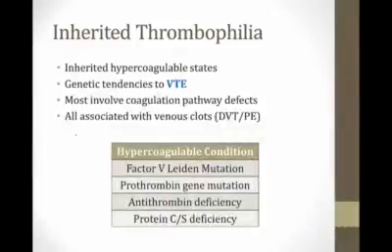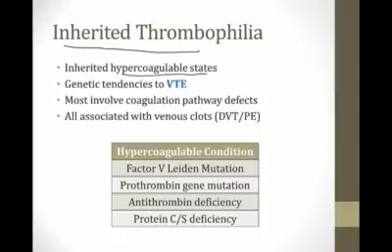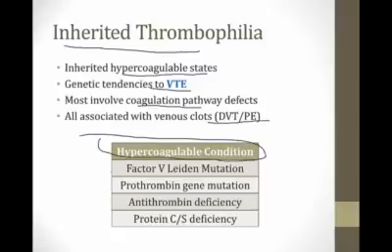So everything I've talked about up to now are the common hypercoagulable states that you'll encounter on your clinical rotations. For the rest of this module, I'm going to talk about inherited thrombophilias. These are much more rare. These are inherited hypercoagulable states. They result in a genetic tendency to venous thromboembolism, meaning deep vein thrombosis or pulmonary emboli. Most involve defects in the coagulation pathways. We'll talk about all four of these hypercoagulable conditions I've listed on this slide now.